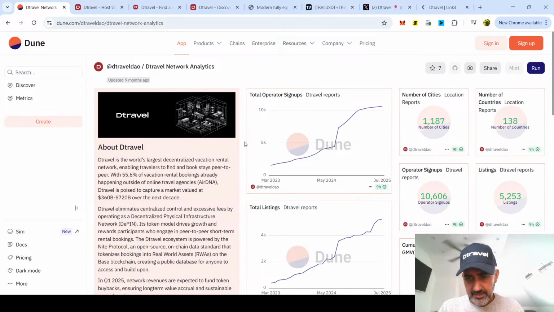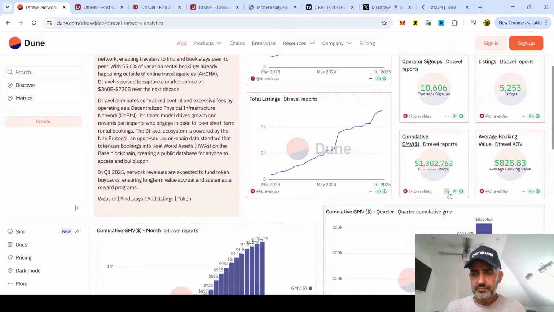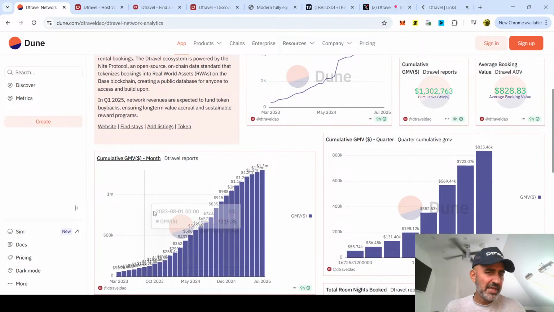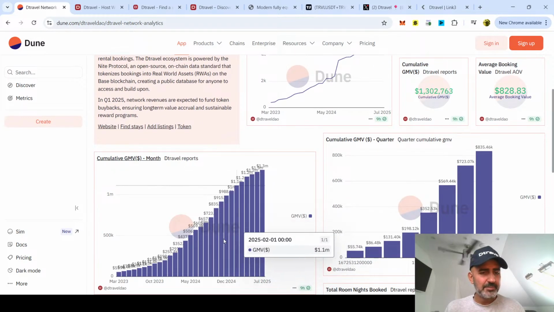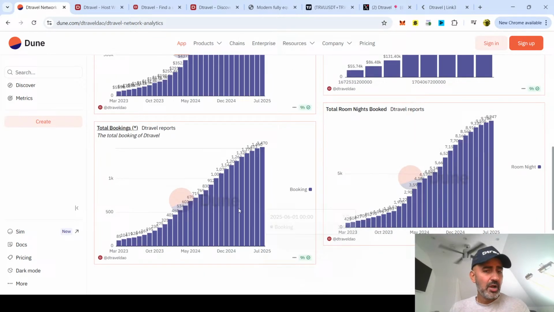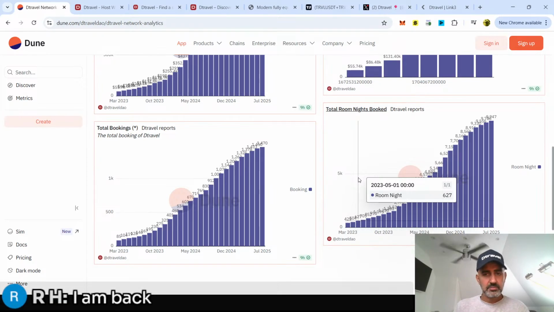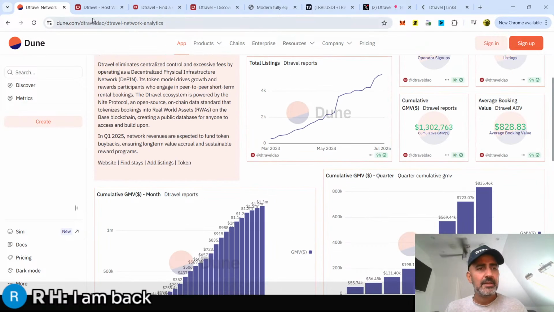Yeah, I can see there's slightly increased. Look, cumulative GMV 1.3 million now. So last week it was like 1.28 or something. The listings are going up. It looks like it a little bit. And the sign-ups are going up. And if you think that we're only at the beginning, this is literally the beginning. I think people don't quite understand how early you are if you're looking at this video now. Basically, this is really early.